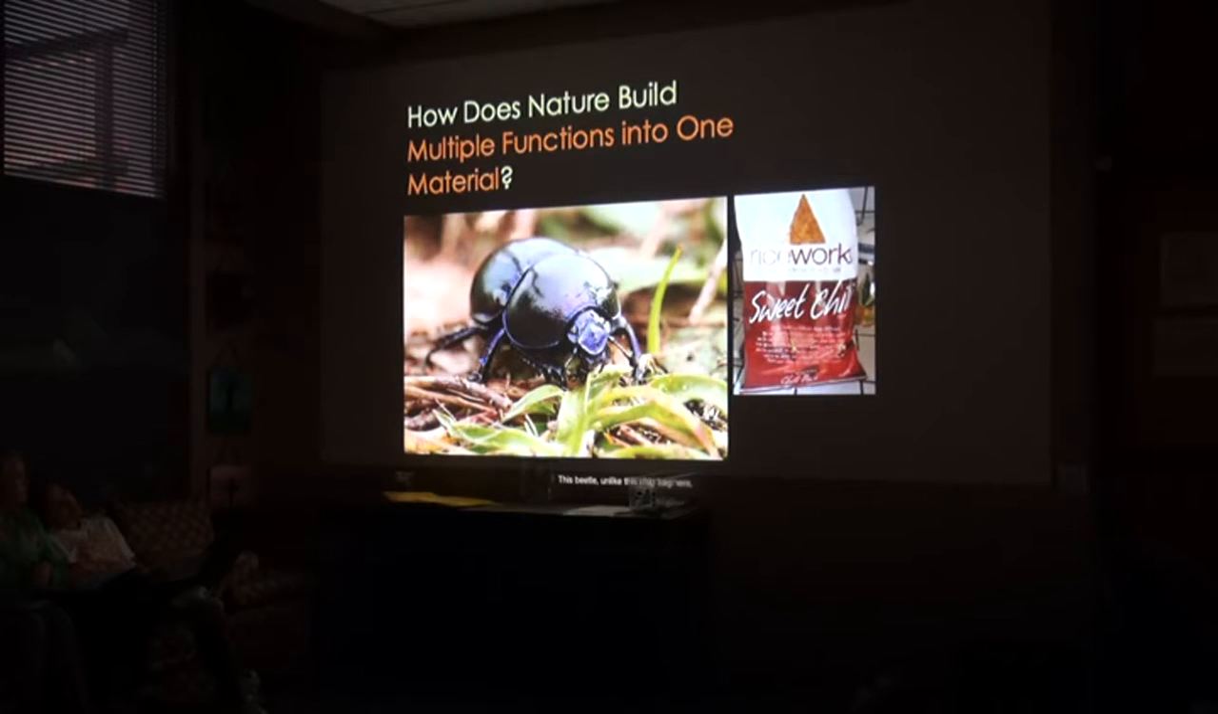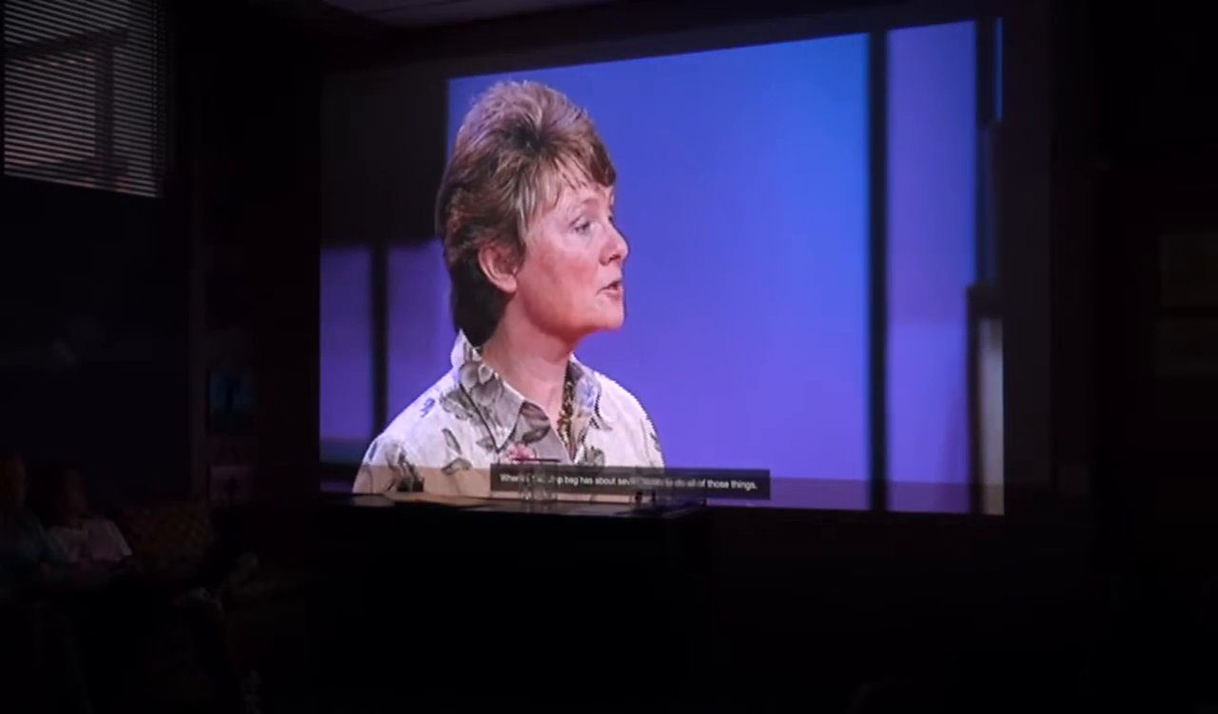This beetle, unlike this chip bag here, uses one material, chitin, and it finds many, many ways to put many functions into it. It's waterproof, it's strong and resilient, it's breathable, it creates color through structure. Whereas that chip bag has about 7 layers to do all of those things.